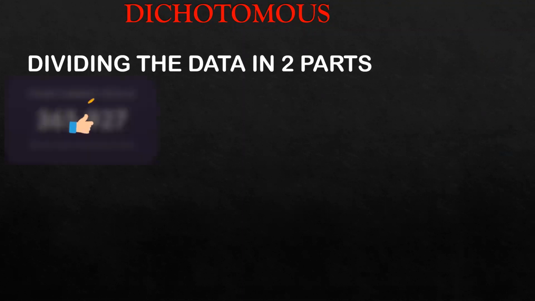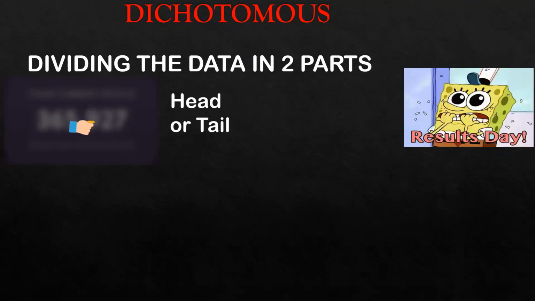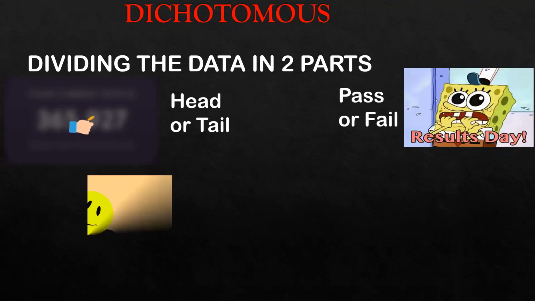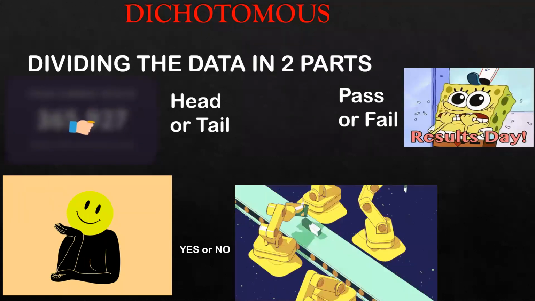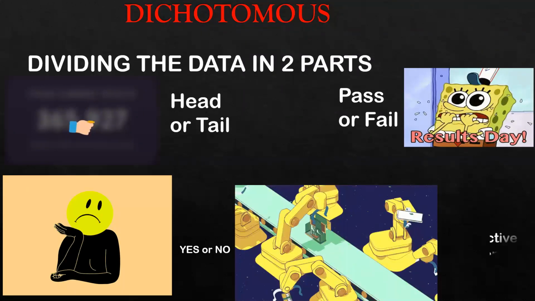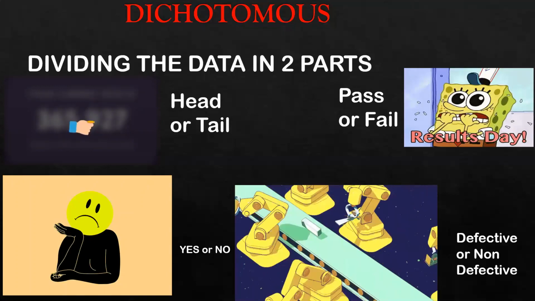For example, when we toss a coin, the two outcomes may be head or tail, or the results of the students, which can be pass or fail. Answer to a question which is asked can be either yes or no. Manufacturing the products, the products can be defective or non-defective.